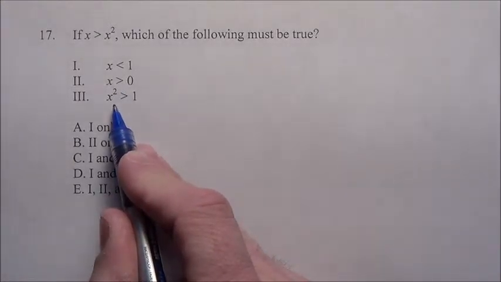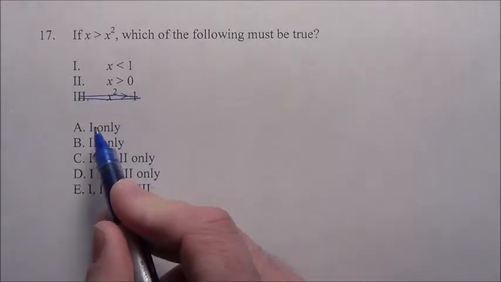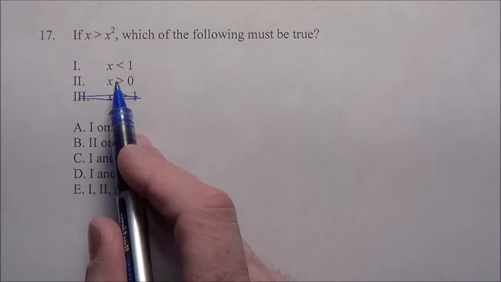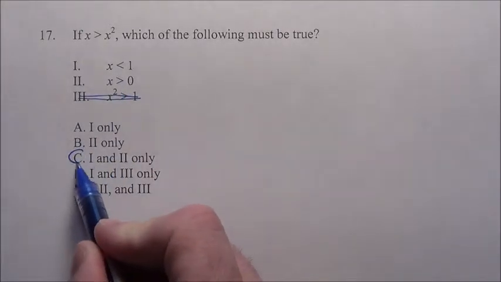X squared being bigger than 1 has nothing to do with the problem. Okay, because if it's bigger than 1, then yeah, it's not going to make any sense. It's not going to work. So it's got to be 1 and 2, which I can see is going to be C.